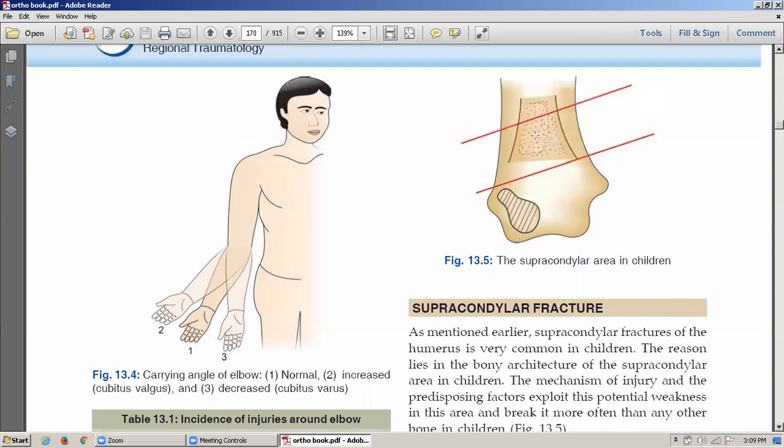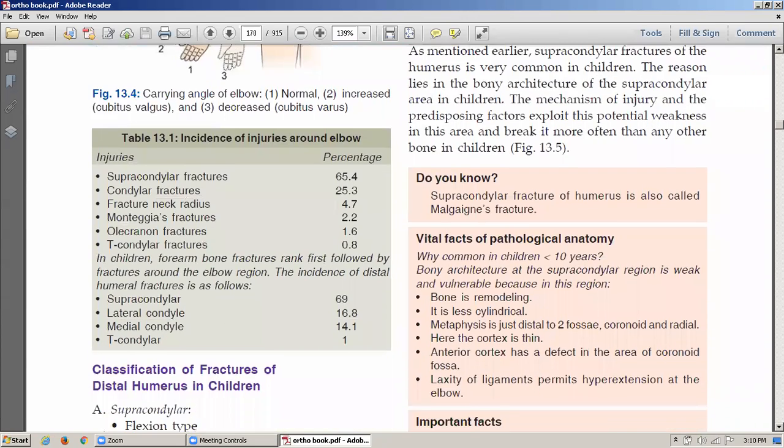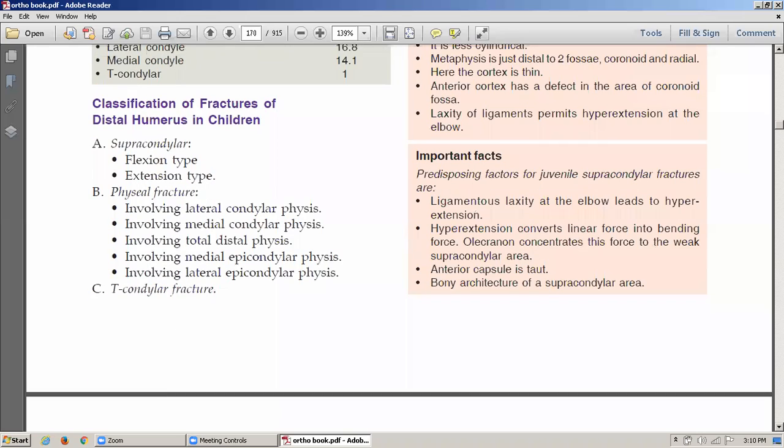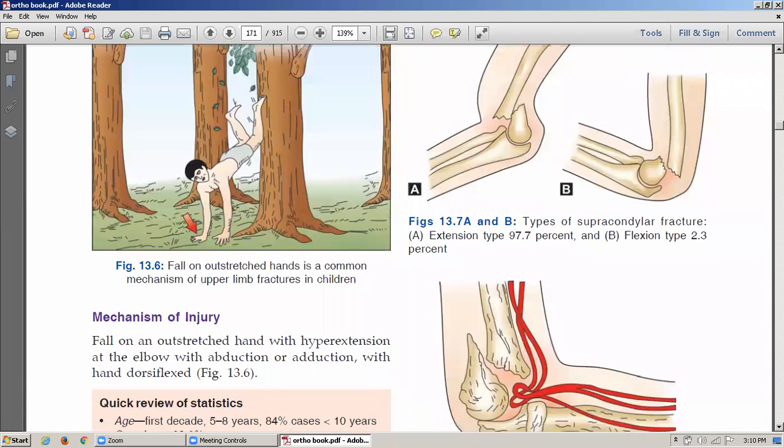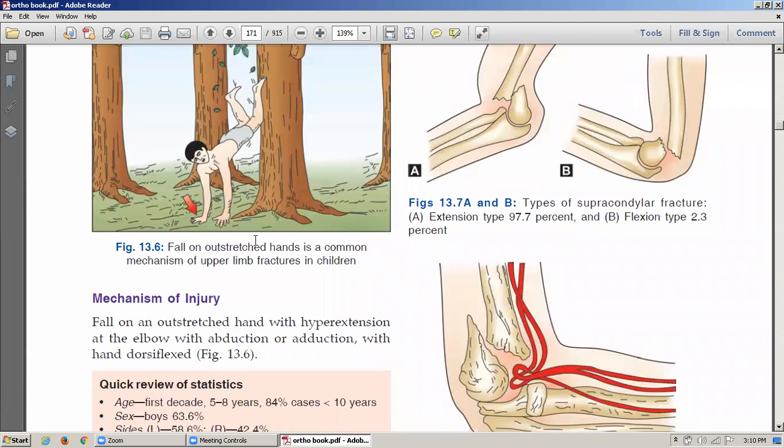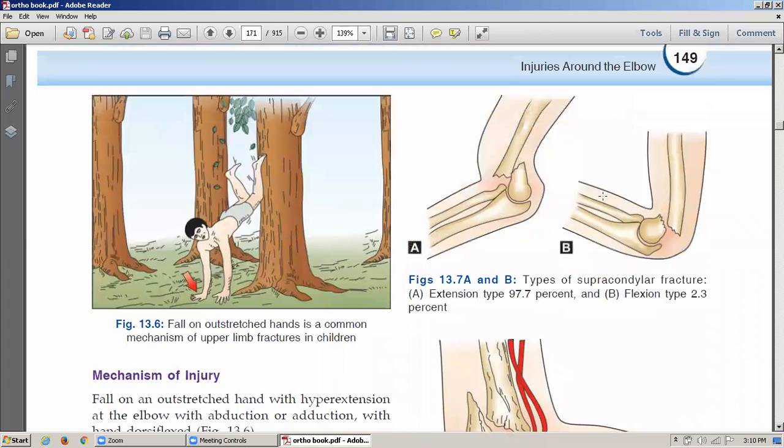This is the supracondylar area in children. A supracondylar fracture commonly occurs in this area in children. The mechanism of a supracondylar fracture is a fall on an outstretched hand, which is a common mechanism of upper limb fracture in children.